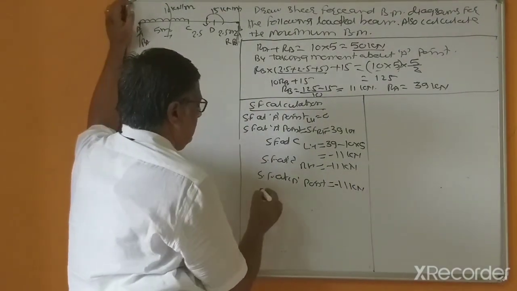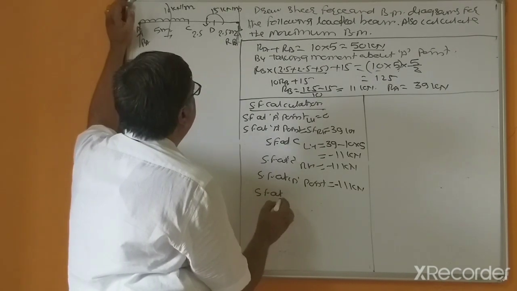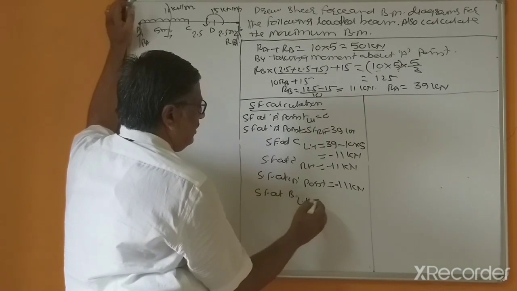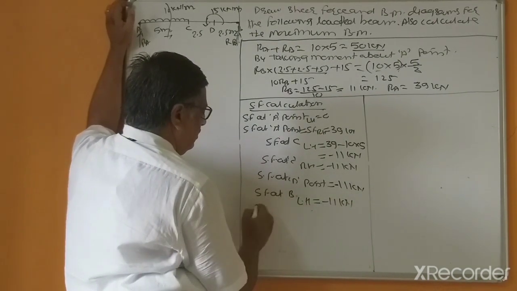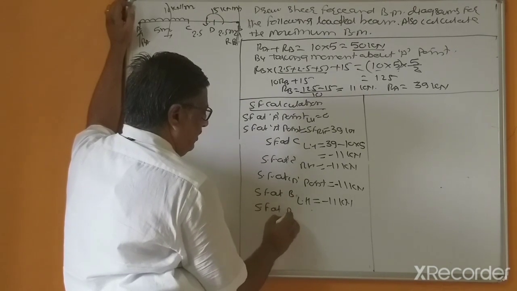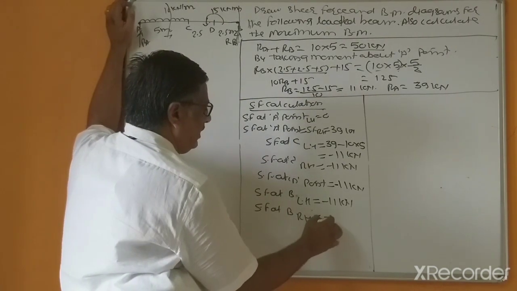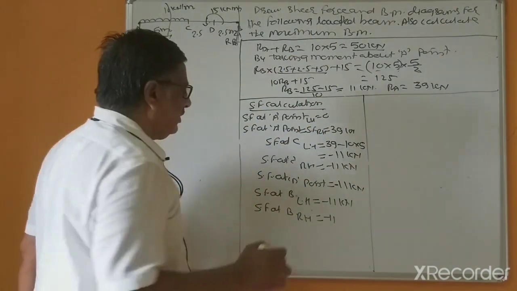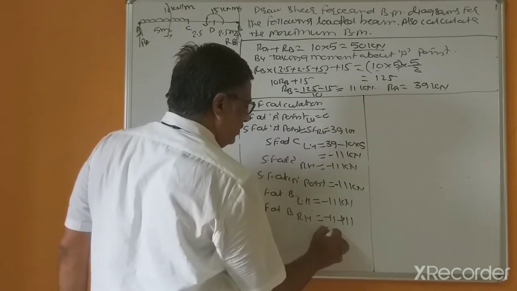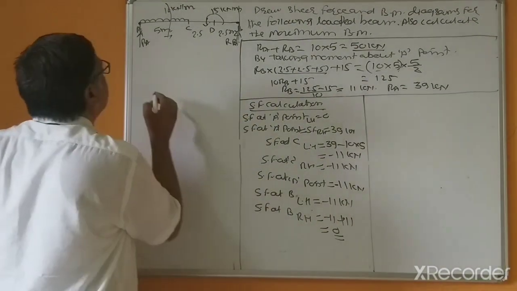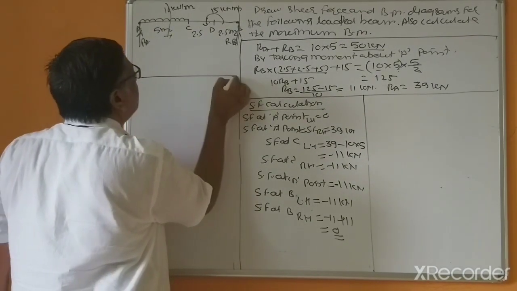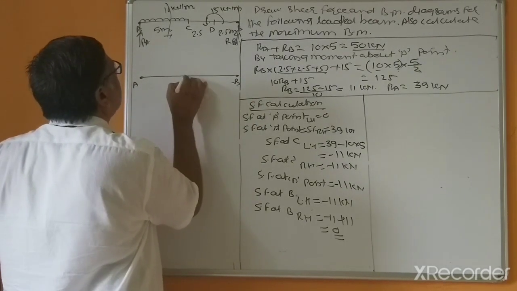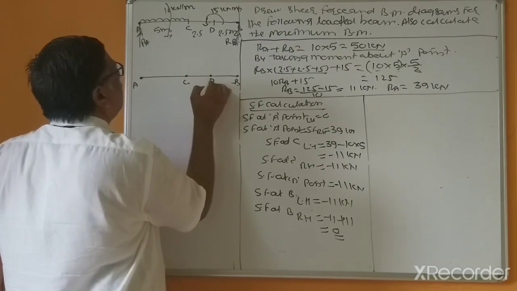Shear force now at B, left hand side, equals minus 11 kilonewton, and shear force at B, right hand side, is minus 11 plus the upward force RB equal to plus 11. This is equal to 0. So that's why you can draw the shear force diagram for points A, B, C, D.